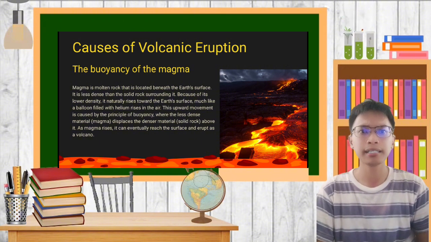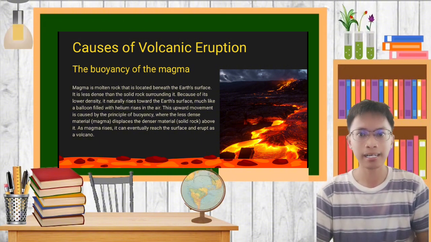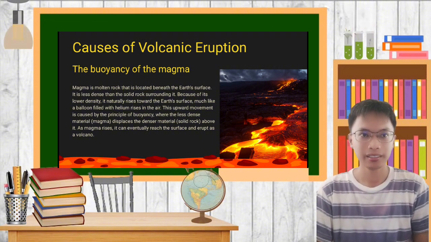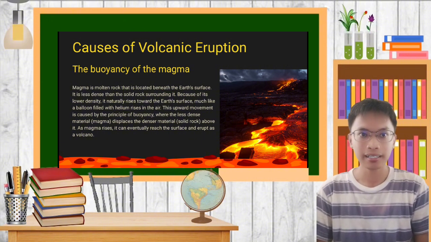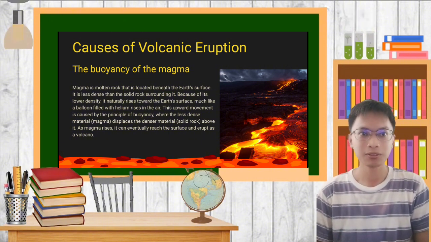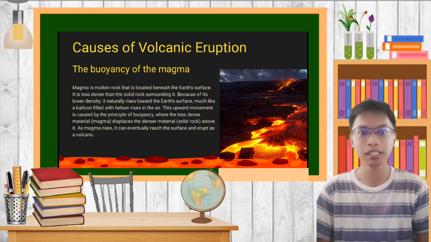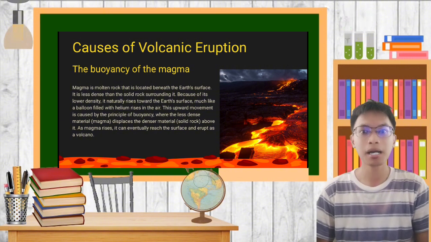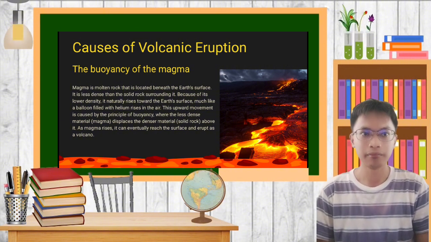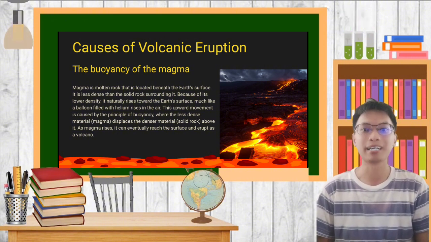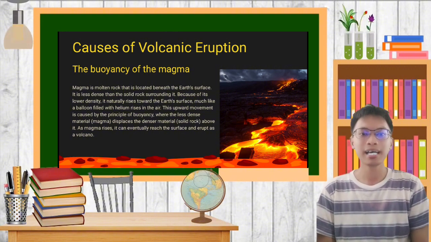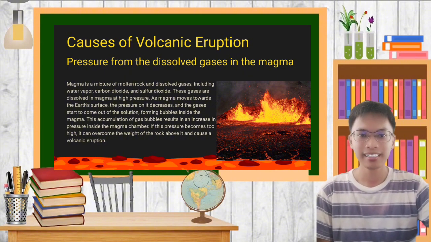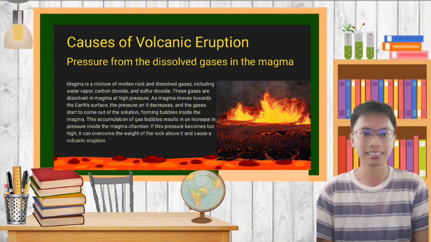To understand what it is, imagine a hot air balloon rising in the sky. The magma, being less dense than the surrounding rock, also wants to rise. This buoyancy, along with the pressure from the gas, propels magma upwards, eventually leading to an eruption. Is it clear? Okay, now let's proceed to the second one, the pressure from the dissolved gases.